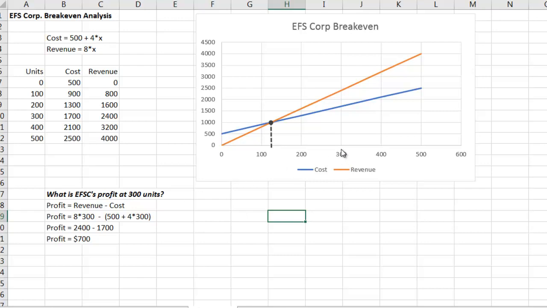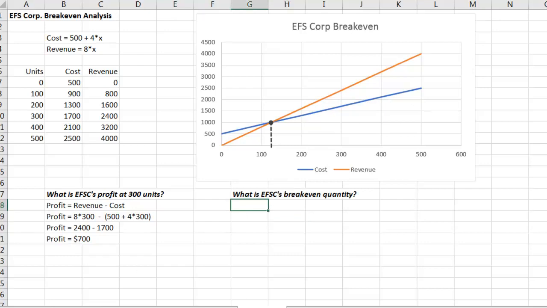And that's plotted at about here on the line. Here's the 300 units. You'll see that we have a cost of 1,700 and a revenue of 2,400. That difference is our profit of $700.